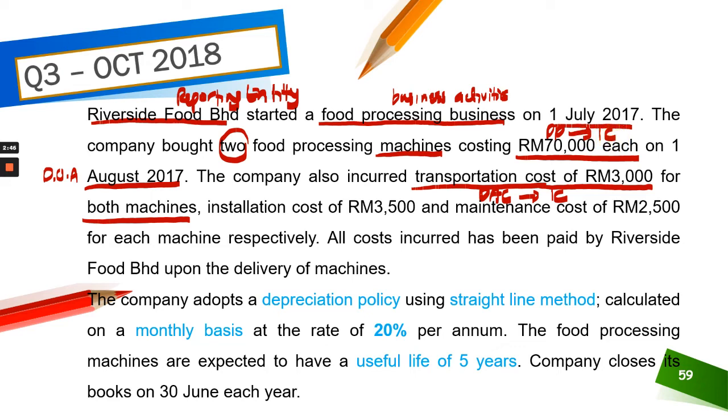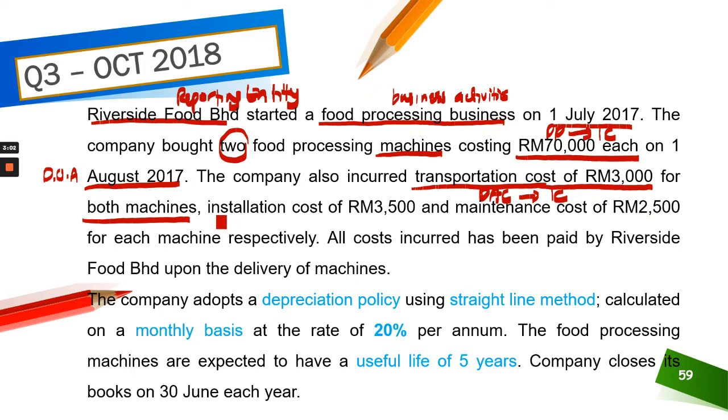But you need to be extra careful with the machines, because some of the costs are related to one machine, whereas some are related to 2 machines. Here, the transportation cost of 3,000 is for both machines.